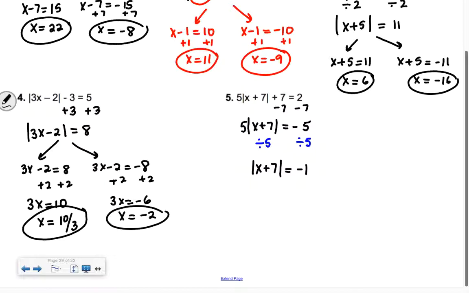Break into the two pieces. Ah, good. Xavier caught me. We don't want to do that, right? Don't do more work than you have to. This one is a no solution, right? So when it's equal to a negative, we just write no solution.